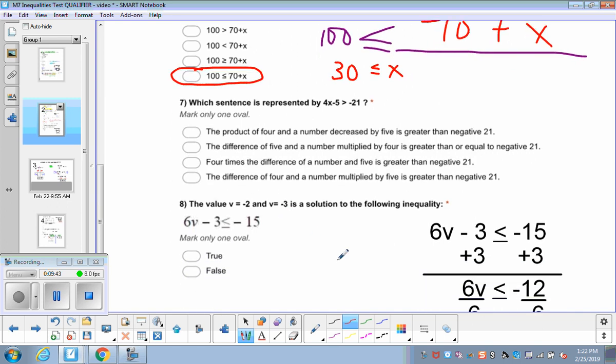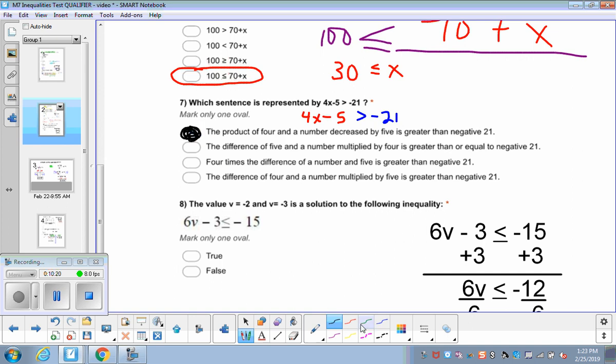All right, we have another translating question for number 7. I'm just going to read through each of these and find out which one shows 4x minus 5 is greater than negative 21. The product of 4 and a number decreased by 5. So I don't have any 'thans' there, y'all, so we can translate from left to right. The product of 4 and a number, it's about to get decreased by 5. Then it says is greater than negative 21. And what do you know? We're already at our answer choice.